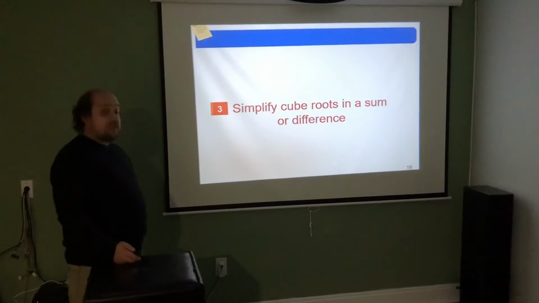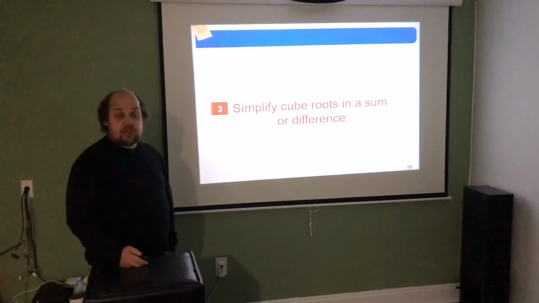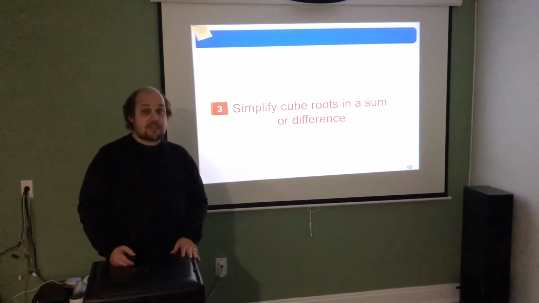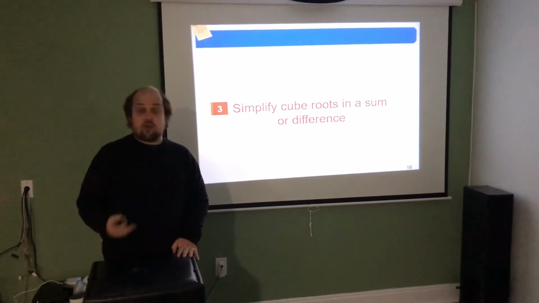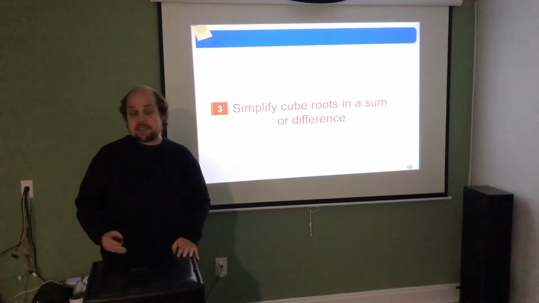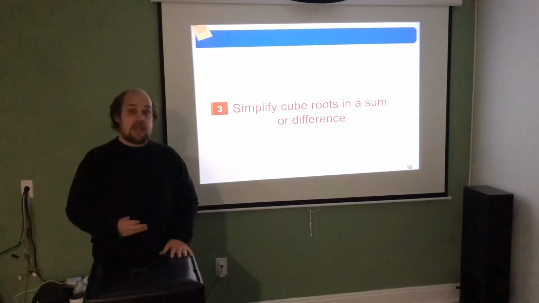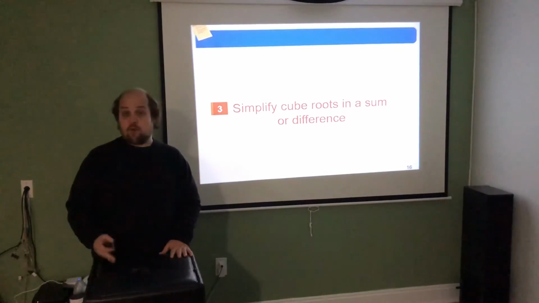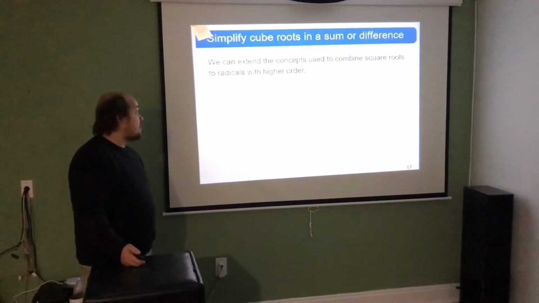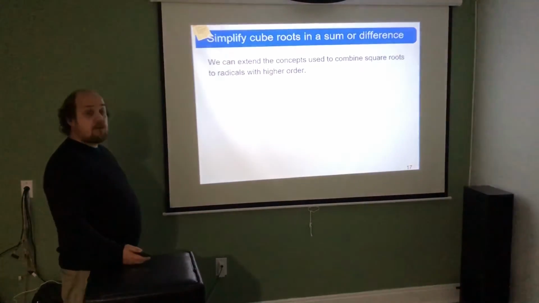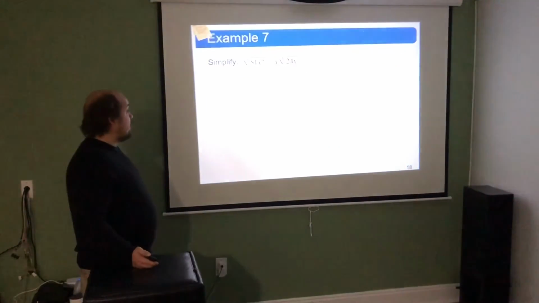For cube roots, we're doing the same general thing we just did when we combined square roots. We just have to remember that we're using a different list of perfect cubes. So we're no longer looking for things like 4, 9, 16, 25, 36. Now we're looking off our list of perfect cubes, 8, 27, 64, 125. So we extend the same general concepts, we're just using them with cube roots.